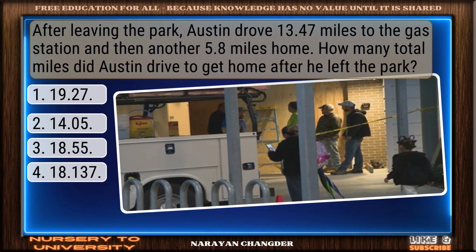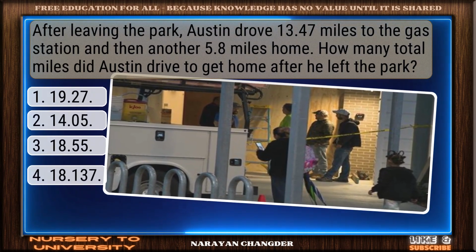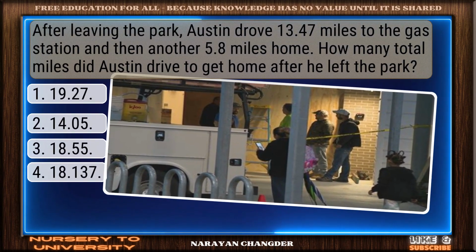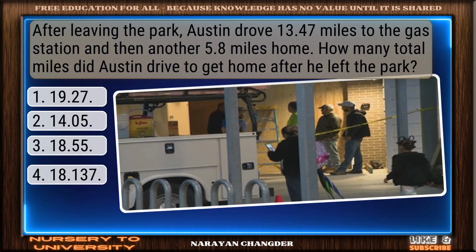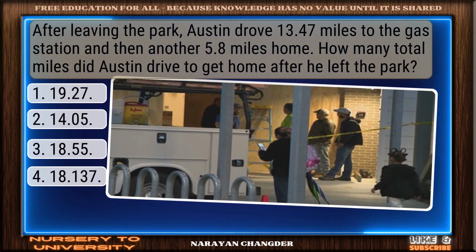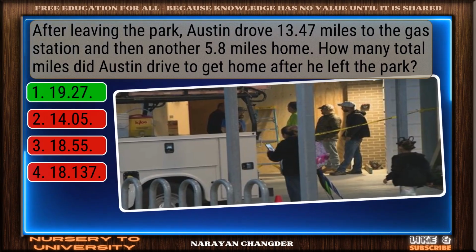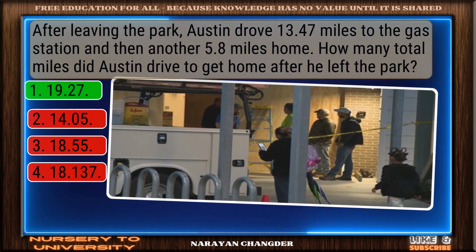After leaving the park, Austin drove 13.47 miles to the gas station and then another 5.8 miles home. How many total miles did Austin drive to get home after he left the park? Great job. 19.27 is the accurate answer.